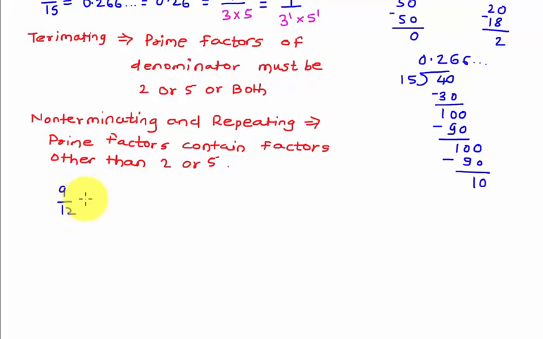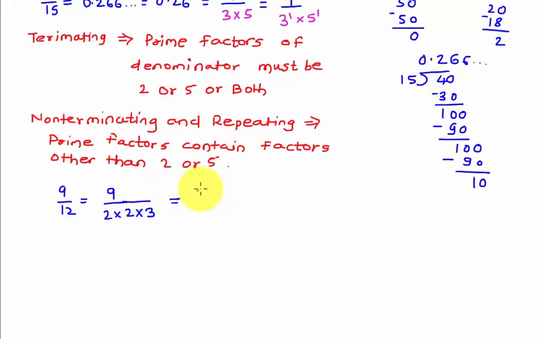Now suppose we are having the fraction 9 by 12. Now 12 can be prime factorized into 2 into 6, and 6 can be further prime factorized into 2 into 3. Now one can see there is a prime factor other than 2, that is 3. But this is not the case of non-terminating decimal representation, because one has to have the fractions in the reduced form. That means we have to remove the common factors from the numerator and denominator.